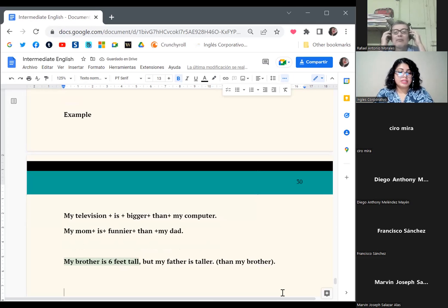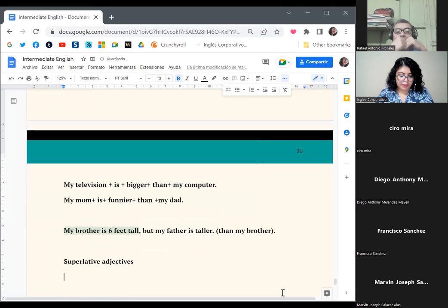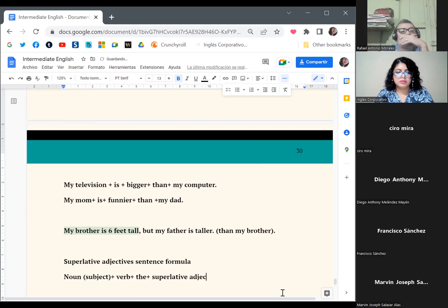Now, for the superlative adjectives. So we have the formula. And it says the noun, that is the subject, plus verb, plus the, plus superlative adjective, plus noun, that is the object. It's almost the same with the first one. So we have the example.